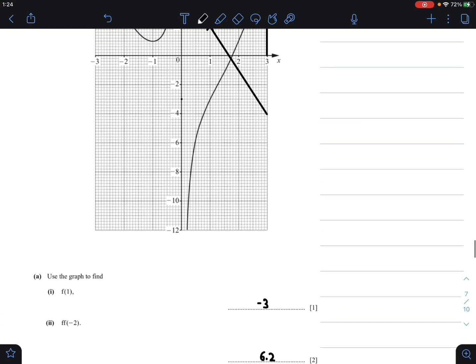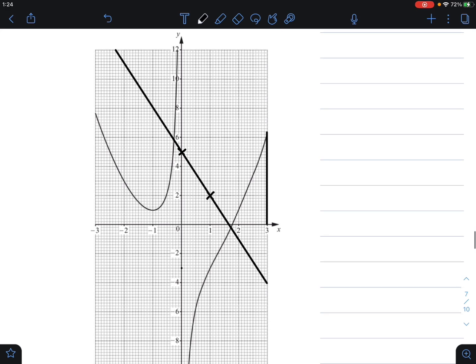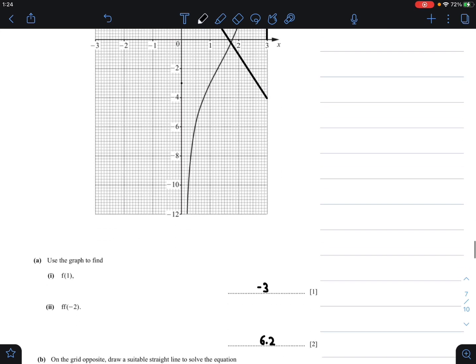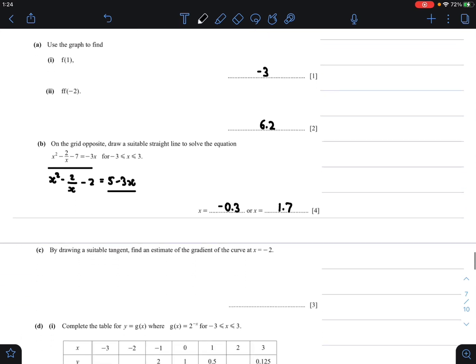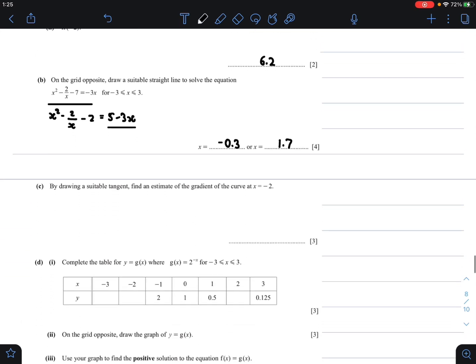1.7, and the other coordinate, as you can see, it intersects the curve right here, so that would be close to negative 0.3. So you can say negative 0.3. So therefore that will be your final answer for part B of this question. Now let's move to part C.